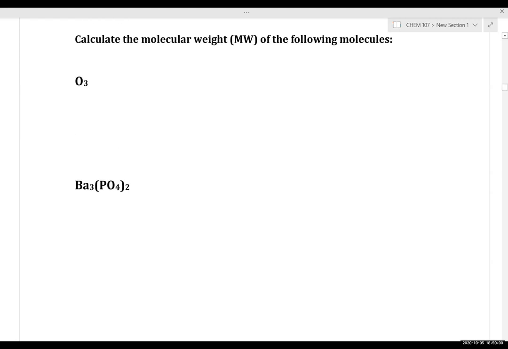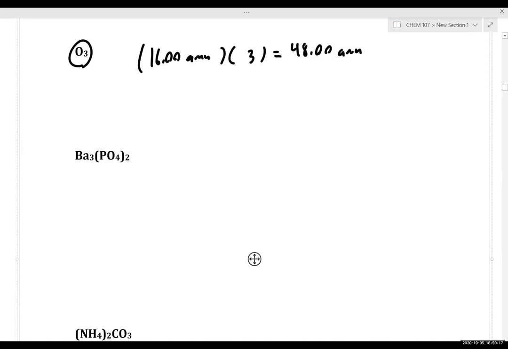Okay, so let's discuss this example. In ozone O3, oxygen has a mass of 16 AMU, and we have 3 oxygen atoms. That gives us a mass of 48 AMU. In barium phosphate, we have 3 barium atoms, 2 phosphorus atoms, and 8 oxygen atoms. You're going to need to be really comfortable with identifying the atoms in a formula to accurately calculate the atomic mass.